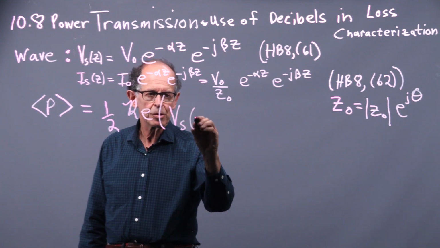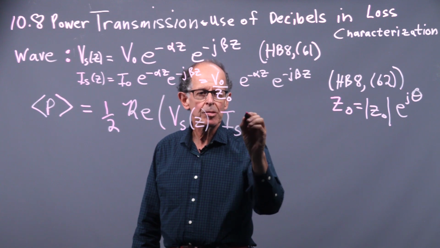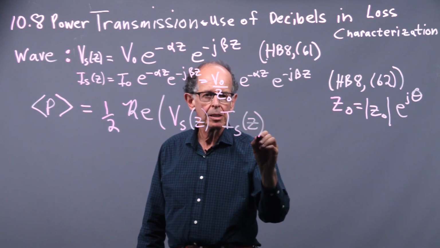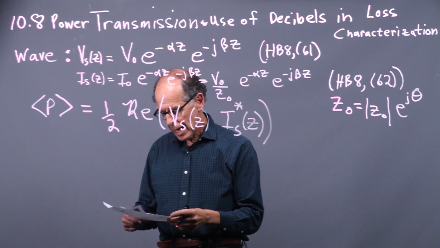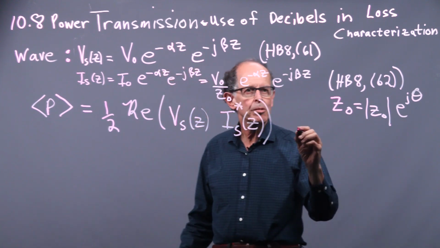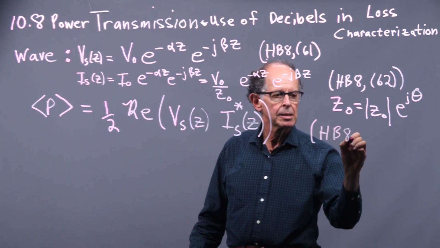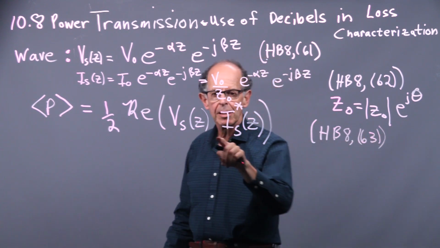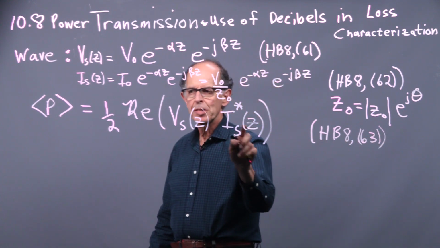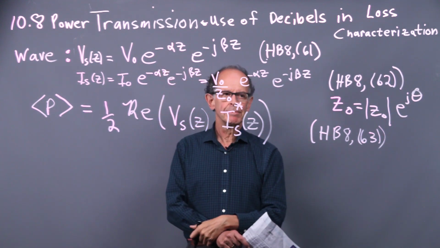Vs of z times Is of z conjugated. And that is equation 63 in Haus and Buck. I've also edited it slightly to put in the z dependence. So power is flowing down the line.